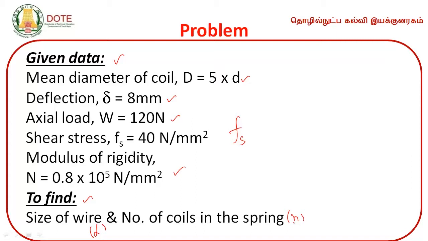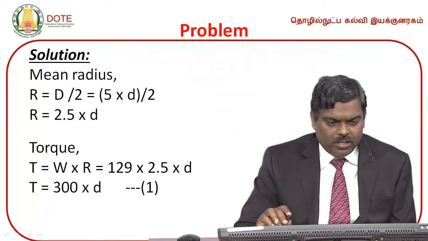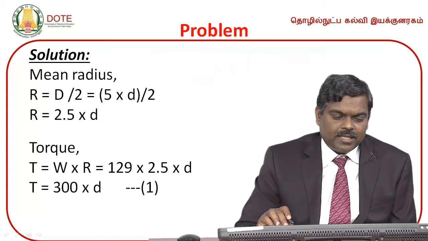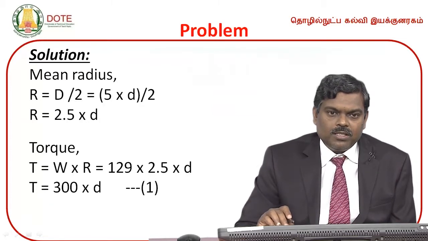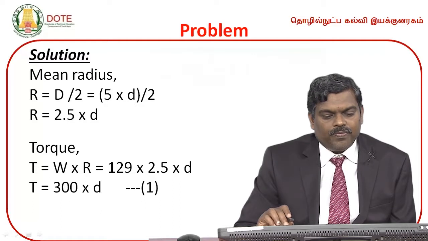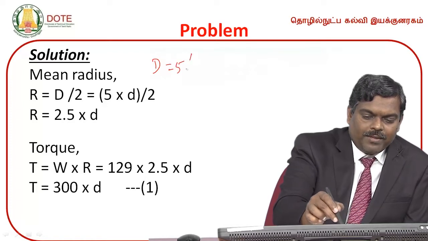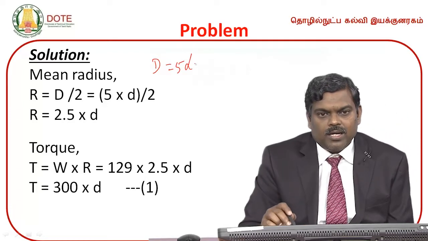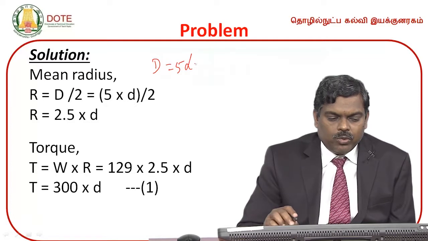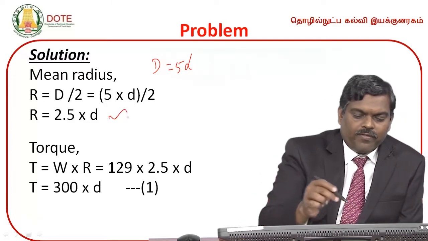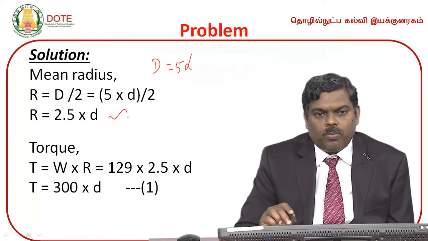Now we will go to solve the problem. Okay, what is the solution? Mean radius r is equal to d by 2. This is equal to 5 into d divided by 2. என்ன காரணம்? Mean radius d நமக்கு டைரக்டாக கொடுக்கல. 5 times the diameter of the wire கொடுத்துருக்காங்க. So 5d divided by 2. So this is going to be 2.5d. இது என்ன வருது நமக்கு வந்து 2.5d.